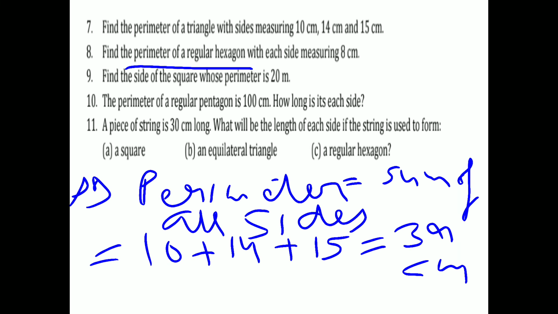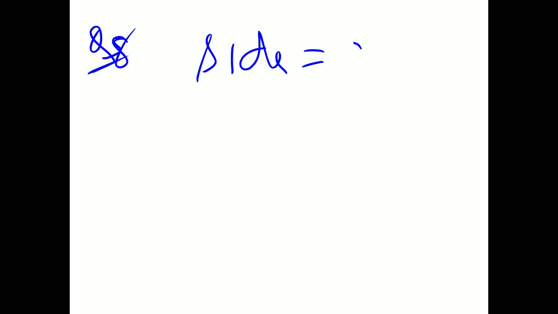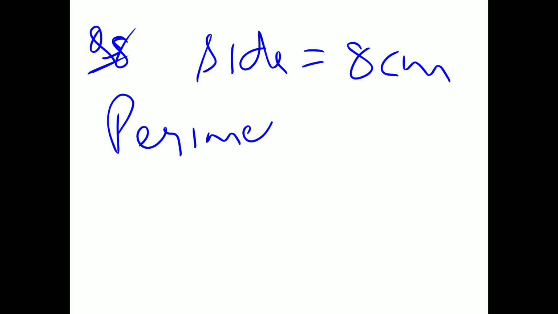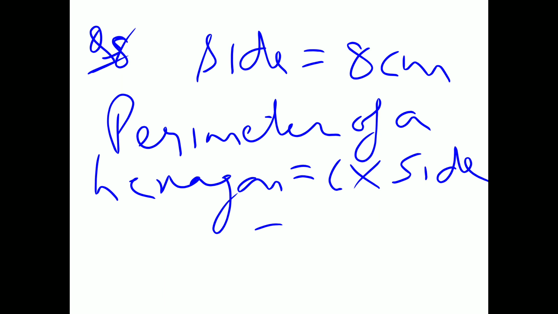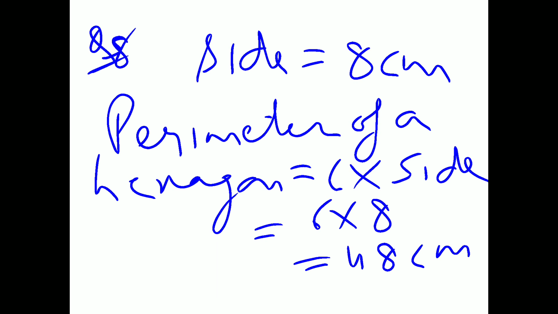Find the perimeter of a hexagon. Do you know the perimeter of hexagon formula? Yes. Firstly we write in question number 8 what is the side. Side is 8 centimeter. Then you write perimeter of a hexagon or regular hexagon, you can write, is equal to 6 into side. Clear? Then 6 into 8, which will be equal to 48 centimeter. Clear? Like this manner we do.